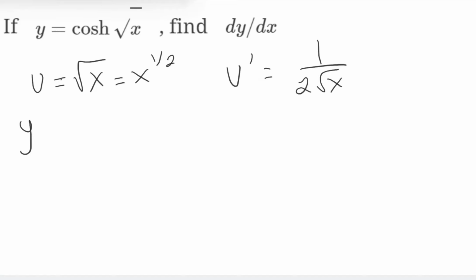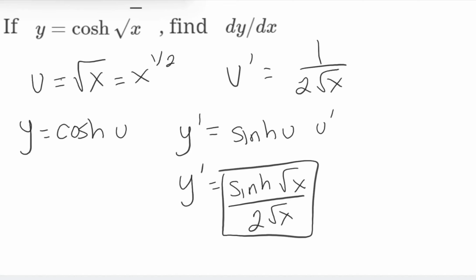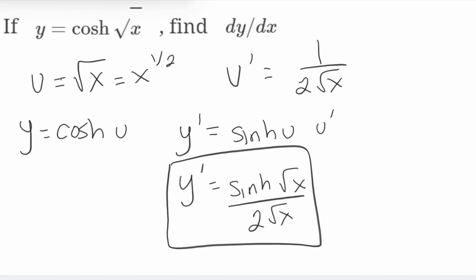All right, so we've got y is cosine h of u. So y prime is sine h of u, u prime. So I've got sine h of the square root of x divided by 2 square root of x. Resist the urge to cancel the square root of x's, even though they're there.